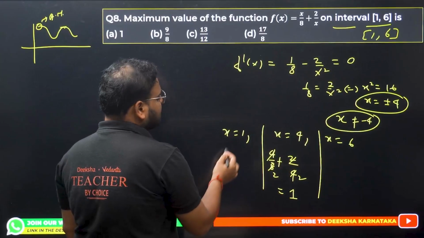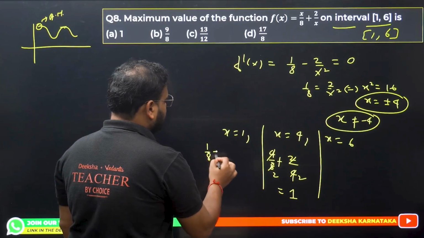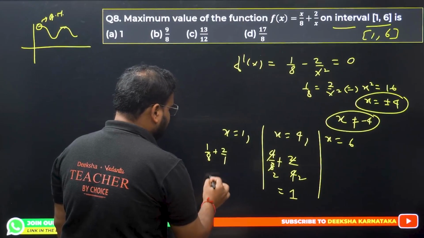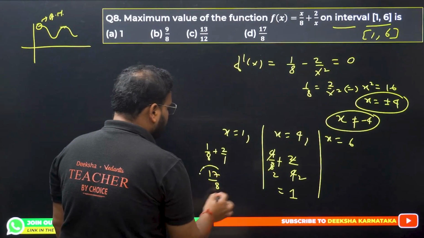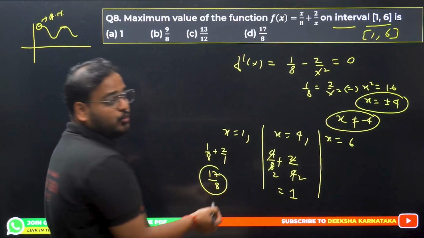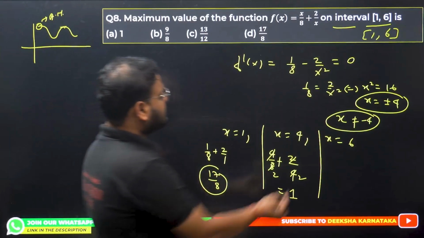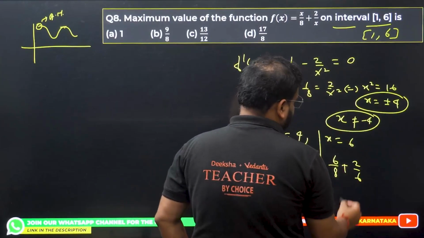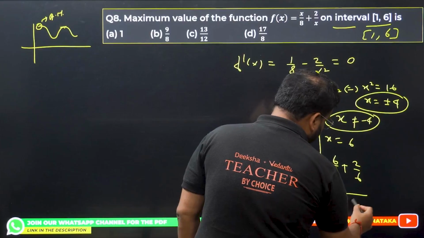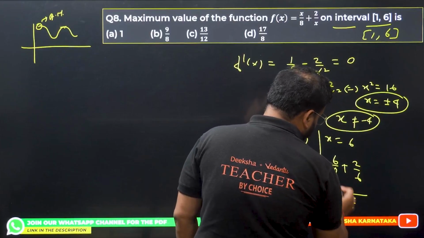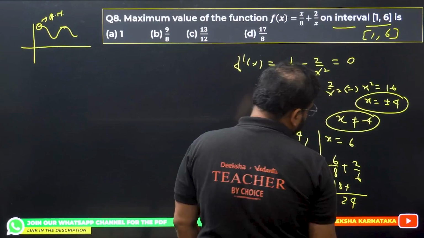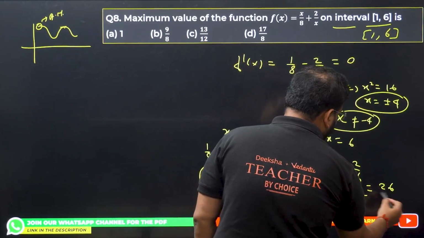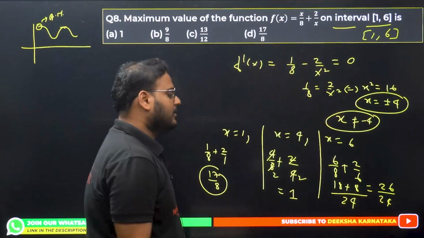Okay. At 1, I get 1 by 8 plus 2 by 1. How much is this? I get this as 2 plus 1 by 8, so 16 plus 1, 17 by 8. Of course, this is more than 1, and more than 2. This is higher. What about 6? Please check. I get 6 by 8 plus 2 by 6. LCM is 24. So I get 6 3s are 18 and 6 4s are 8. So I get 26 by 24. It will become 13 by 12.